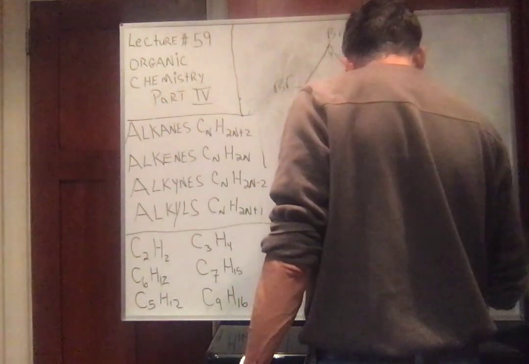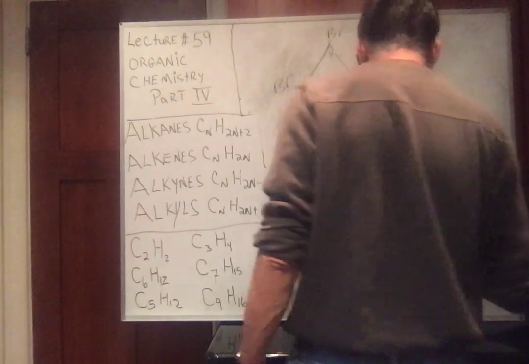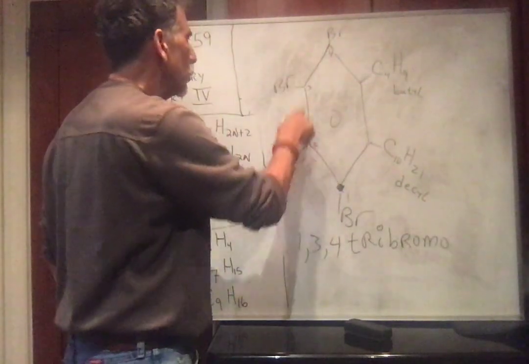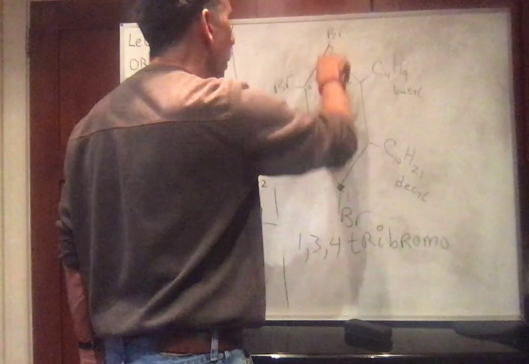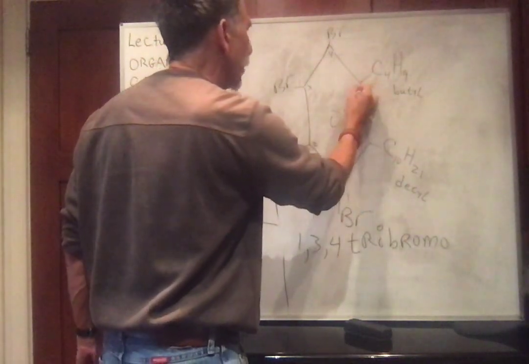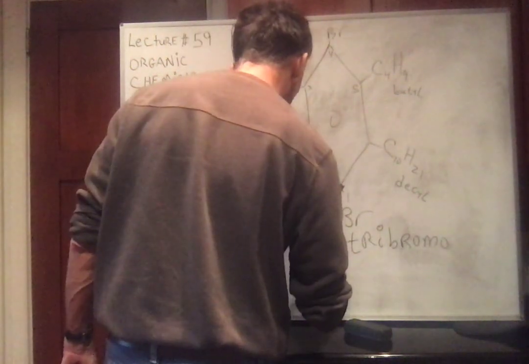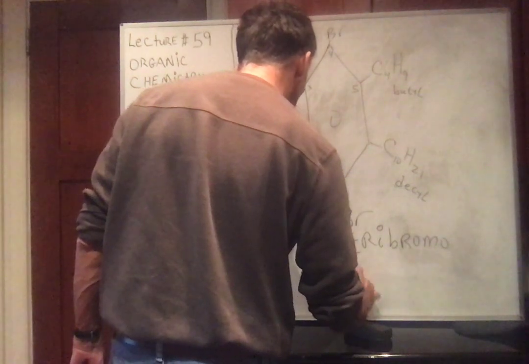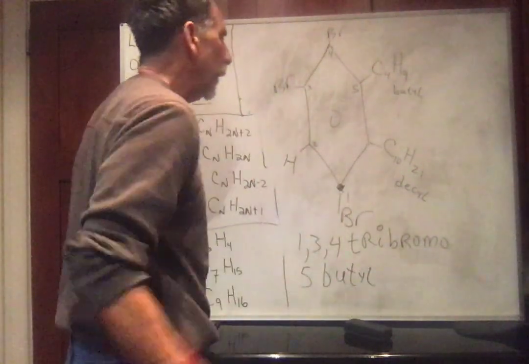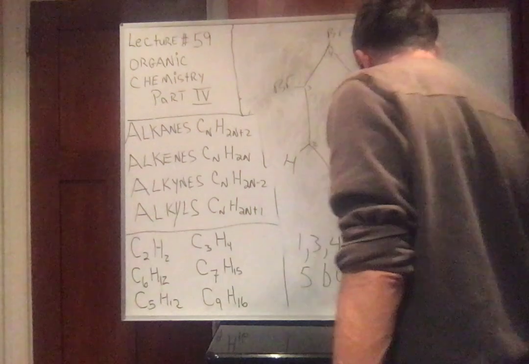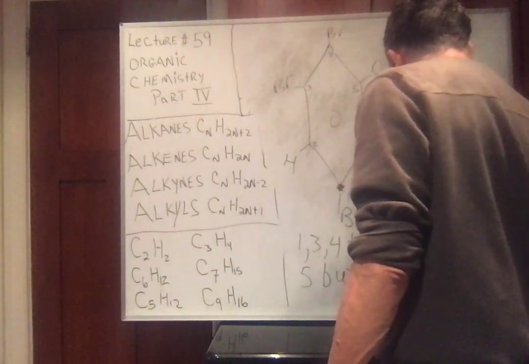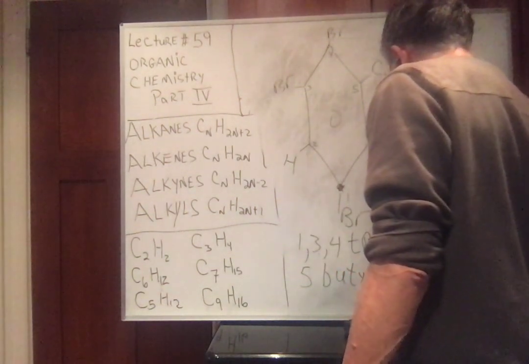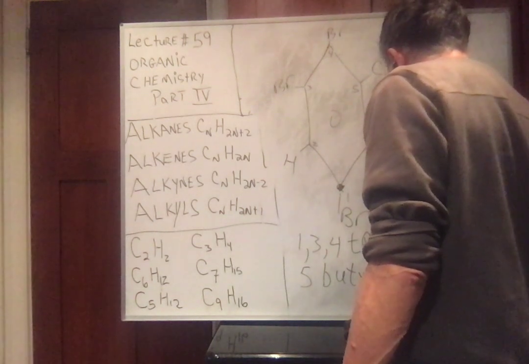You check this. Don't trust me. All right, so carbon 1, 2, 3, 4. Okay, on carbon 5 is my butyl. Okay, and on carbon 6 is my decyl. And that's a benzene.